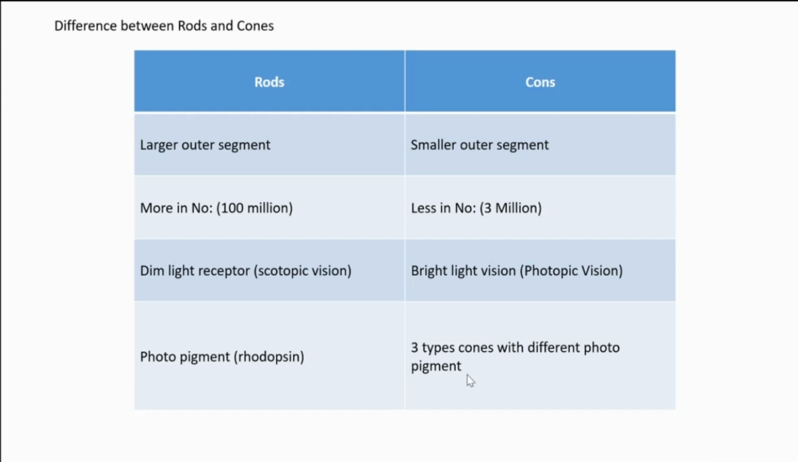Okay, next we are going to learn how vision happens and about the visual pigments. We can learn all those things in the next section.